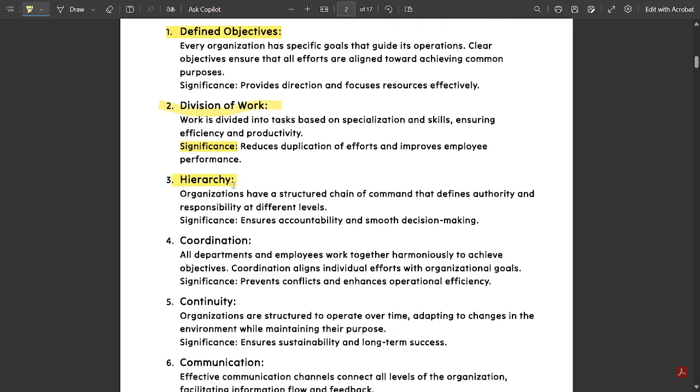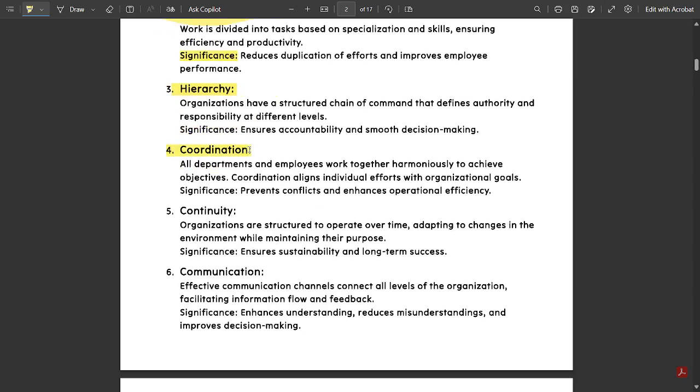Next is hierarchy. Hierarchy means the order of the work. Organizations have a structured chain of command that defines authority and responsibility. Based on how much knowledge or skill set you have, you will be placed in that particular hierarchy, and given that level of responsibility. Its significance is that it ensures accountability and smooth decision making. Next point is coordination, between the employees or between family members. Coordination is very necessary, coordination is a must.